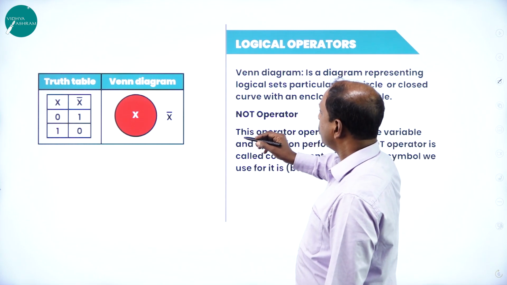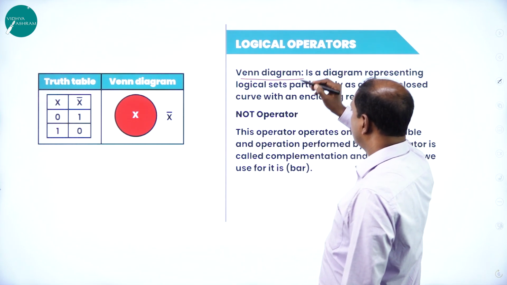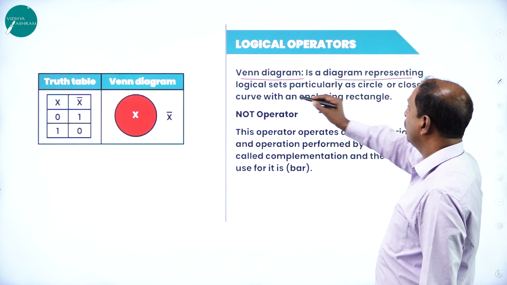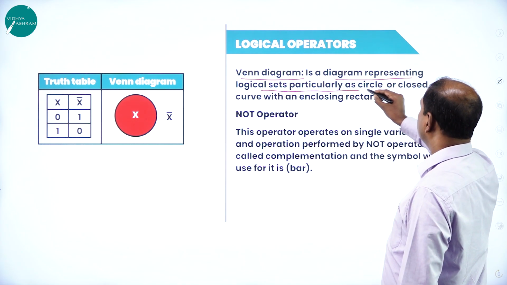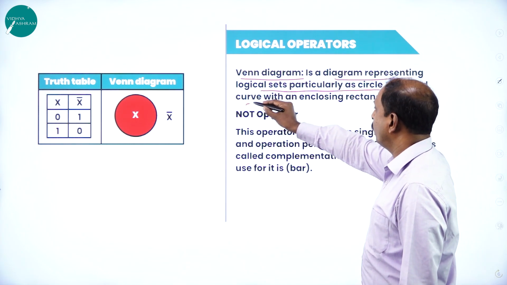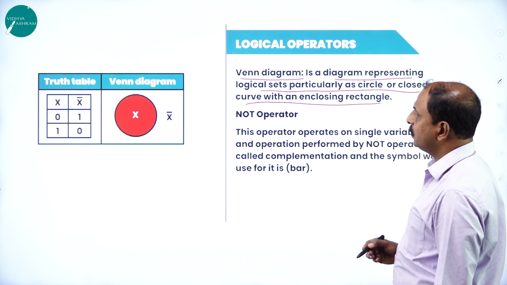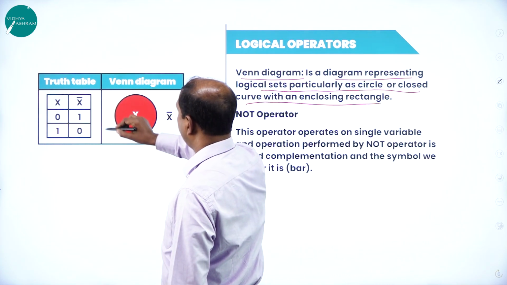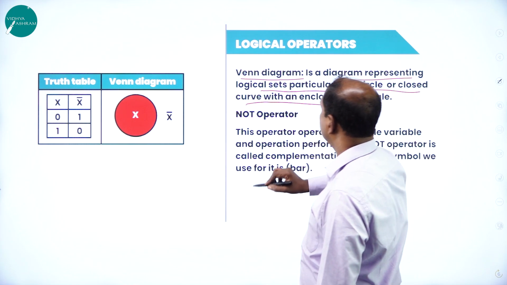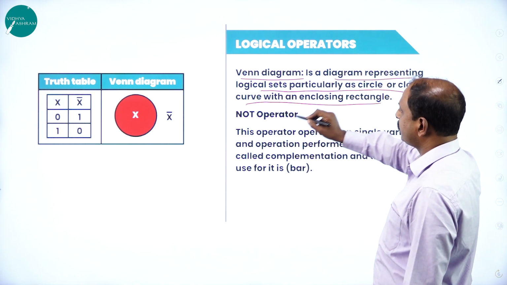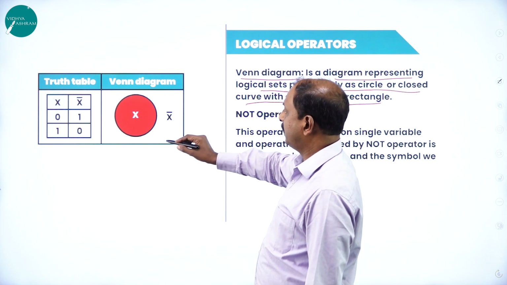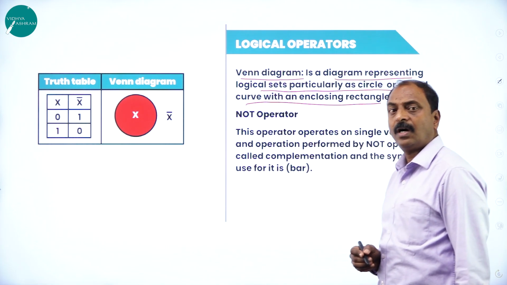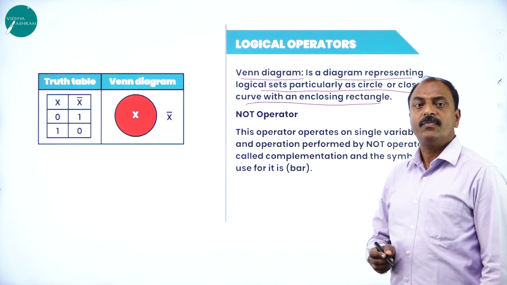First, one more definition called a Venn diagram. A Venn diagram is a diagram representing the logical sets, particularly as a circle or closed curve with an enclosing rectangle. Look at the example diagram here. We are representing the logical sets of the result or the variables with a rectangle and a circle or a semicircle or an arc. That is nothing but a Venn diagram.